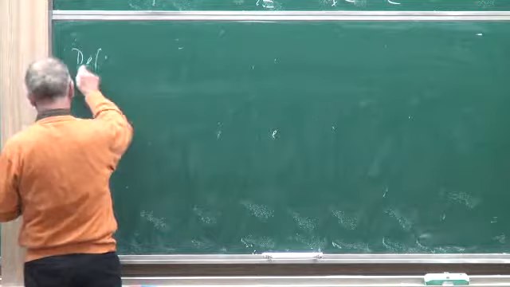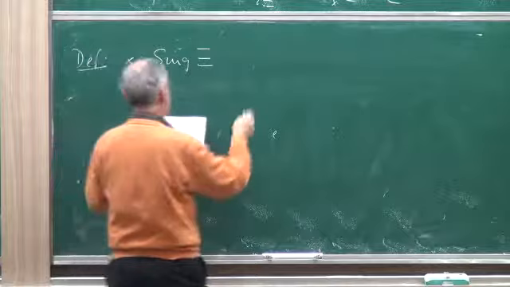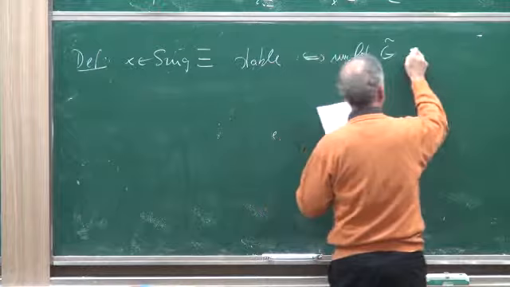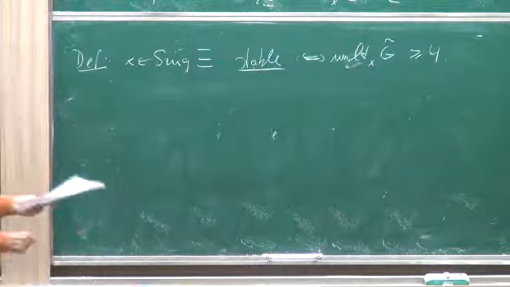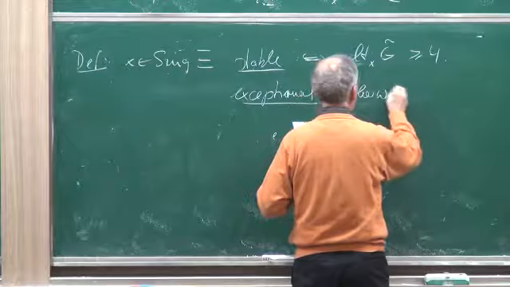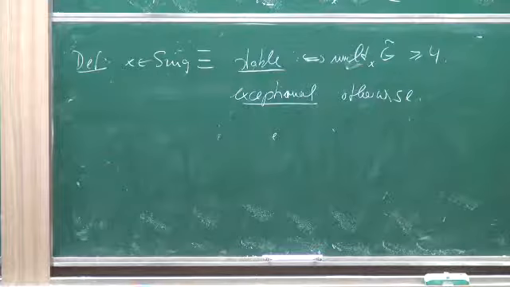Definition: X in Sing Psi is called stable if and only if the multiplicity of X in Theta tilde is greater or equal to 4, and is called exceptional otherwise. This definition is also due to Mumford. You will see later that on a general curve there are no exceptional divisors. I'll prove this, but probably tomorrow.